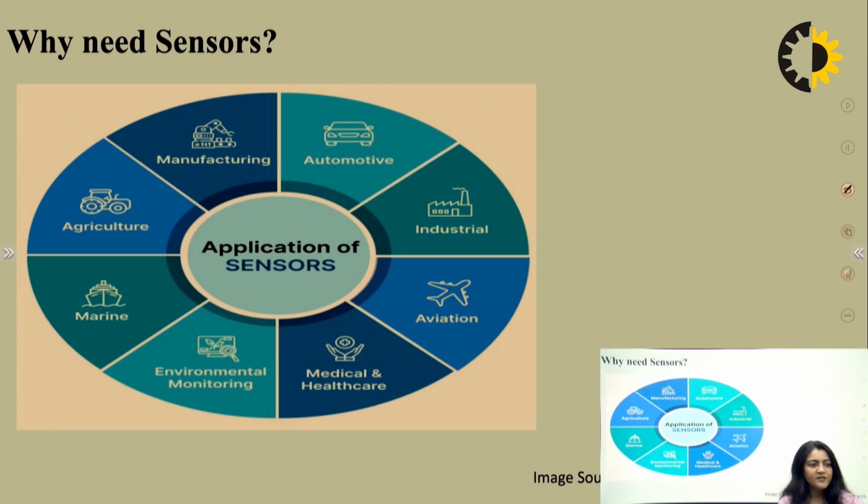Now, why do we need sensors? What are the applications of sensors? Why does the world need sensors? Sensors are used in every aspect of life, like in agriculture. There is a concept of smart agriculture using IoT devices. How can it be possible without sensing real-time parameters? For measuring real-time parameters, you need sensors.